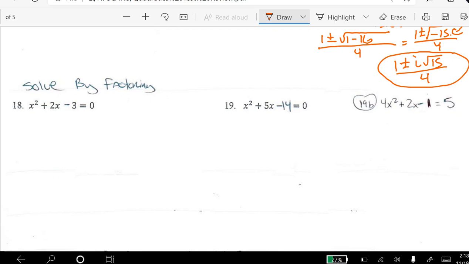All right, solving by factoring. I'll do 19b, and I'll do 19. For 19, just need to do C. Seems like this temporary problem we just did. Hold on.